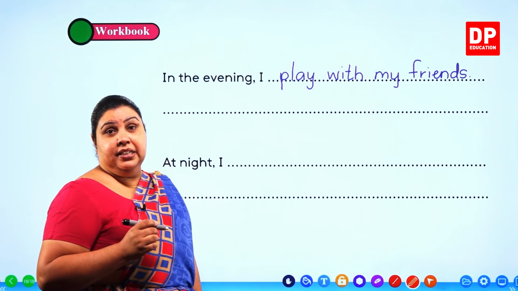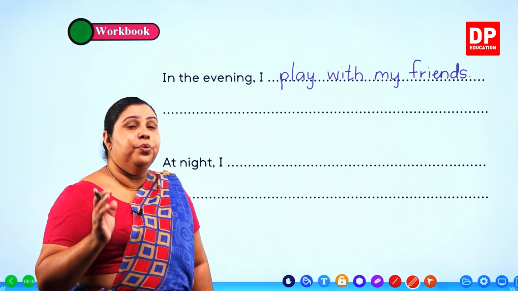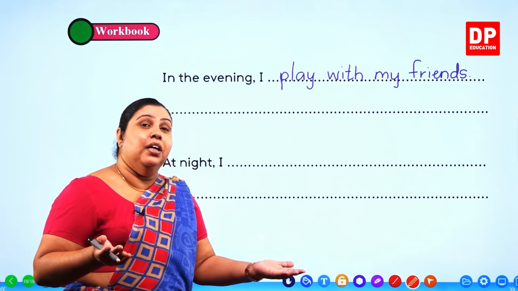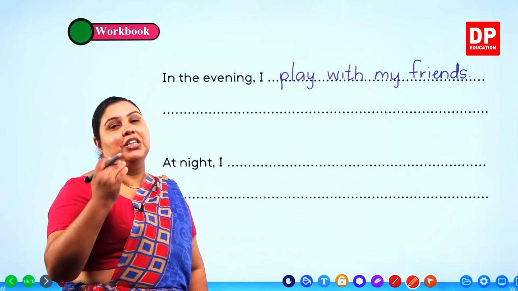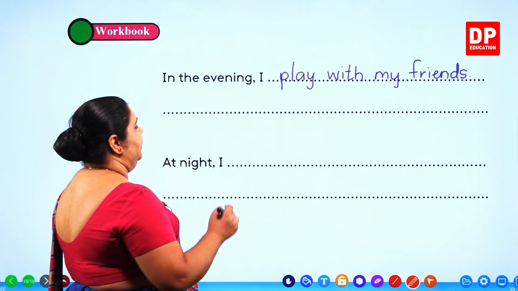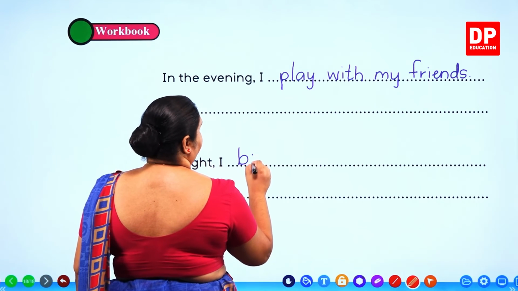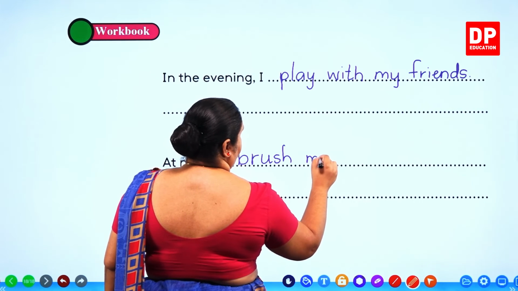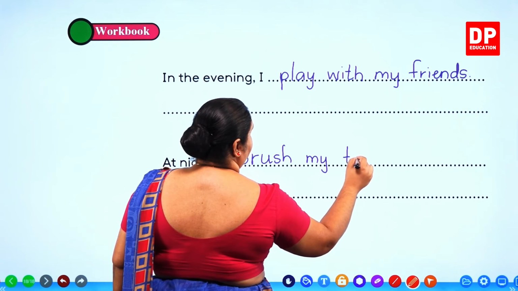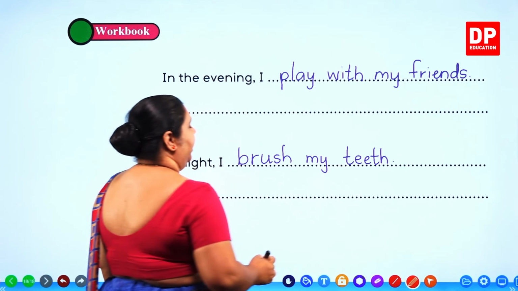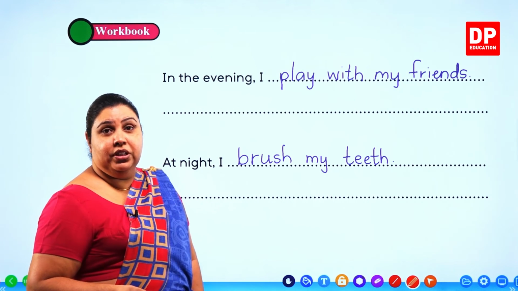At night, what do you do at night? You go to sleep. And before you go to sleep, a good practice that you do, you brush your teeth. So maybe we all can write that. At night, I brush my teeth. Okay? Or else you can say, I read a book.